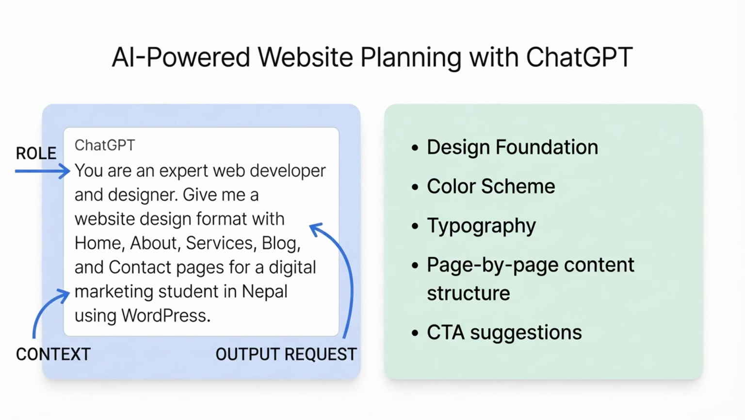The instructor breaks down the prompt structure into 3 key parts. First, you assign a role, telling the AI who it is, like you are an expert web developer. Second, you provide context: who you are, what your goal is, and what platform you're using. Third, you specify the output you want. This role, context, output framework is what makes AI prompts powerful and precise.